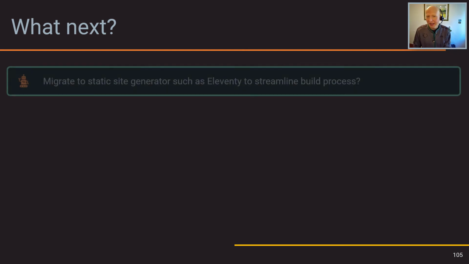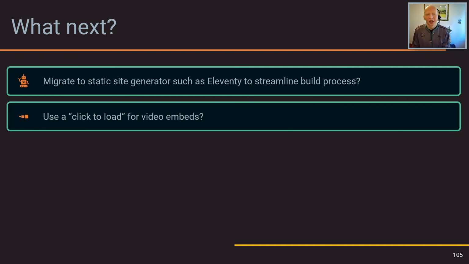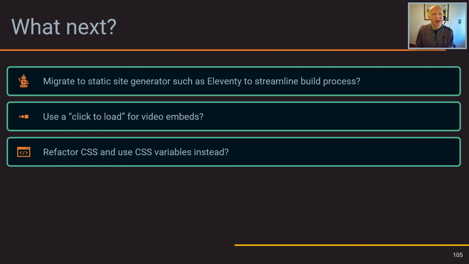In terms of what's next, I would like to move the build process into a static site generator like Eleventy. That will make updating the site template much more efficient. And I would like to hide video embeds behind a click-to-load pattern, both for privacy and performance reasons. The traditional approach to dark mode is to use CSS variables, then build classes around them and swap them with JavaScript. So if I ever find the time to look at that and refactor, then I definitely want to do that because I haven't used CSS variables before and it looks really powerful.